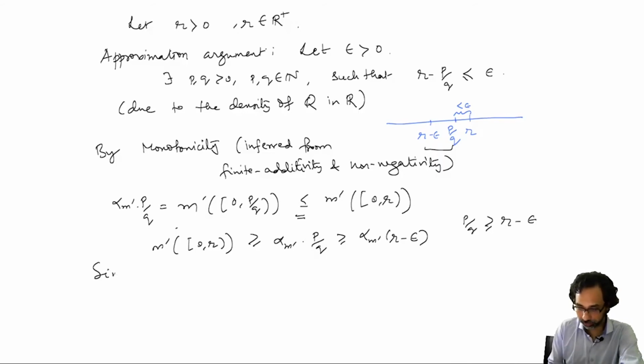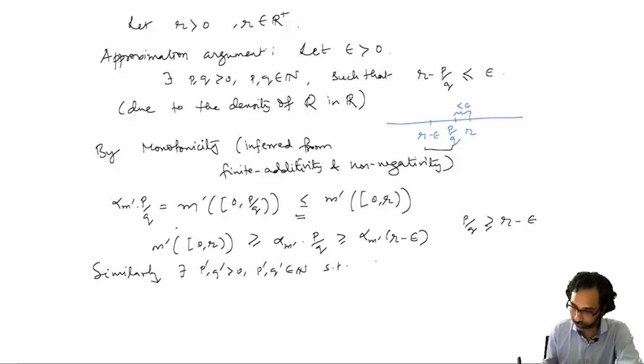Similarly, there exists P prime, Q prime greater than 0, P prime, Q prime in N, such that M prime of 0, R. Well, first of all, let me write P prime over Q prime minus R is less than epsilon.